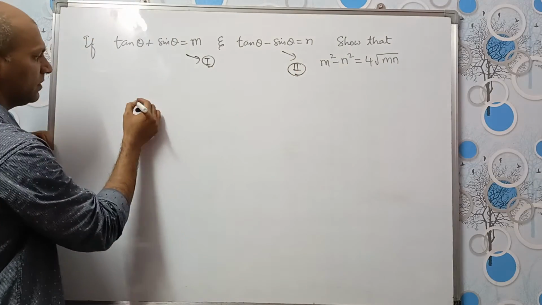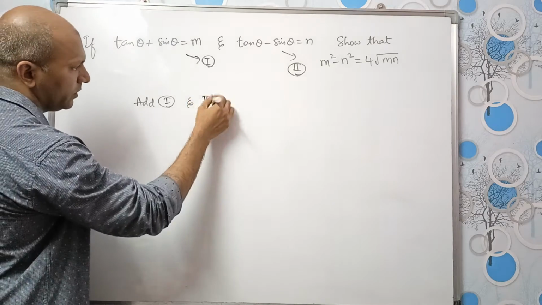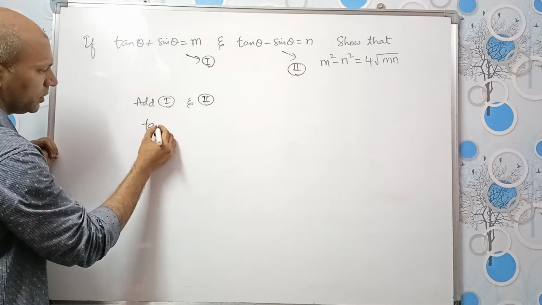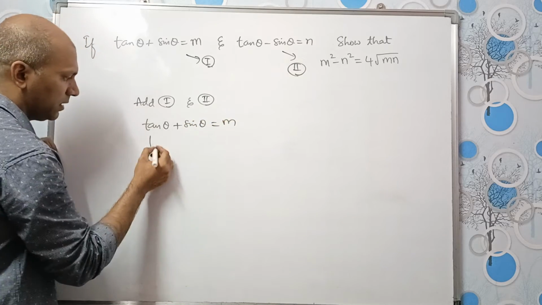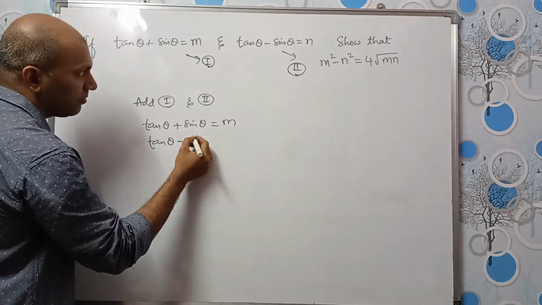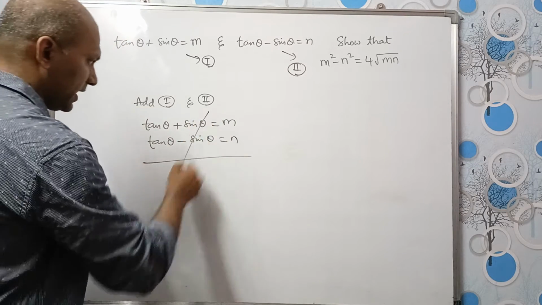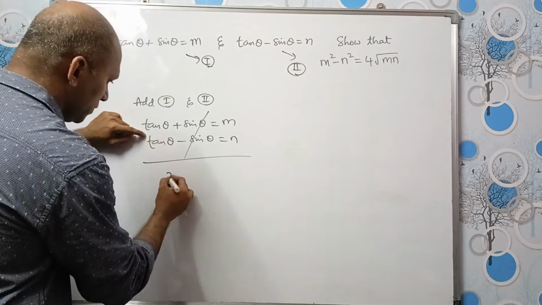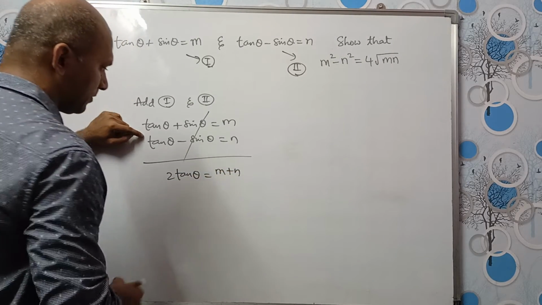Okay, let us add first. Add equation 1 and 2. So what do we have? Tan plus sine is equal to m. Tan minus sine is equal to n. So sines will get cancelled, right? So we will have 2 tan theta is equal to m plus n.